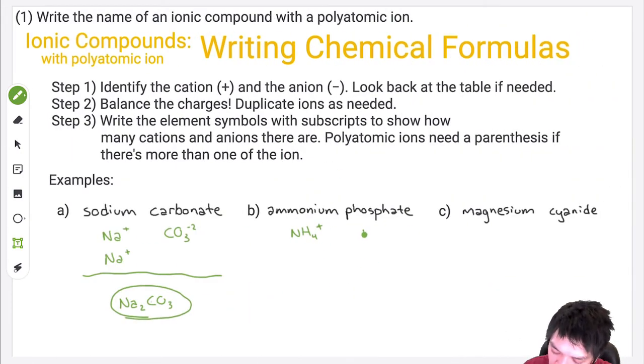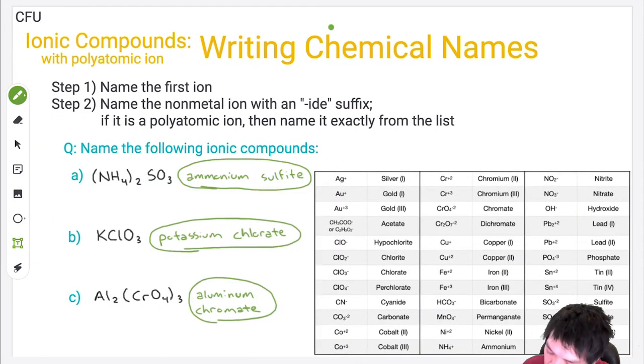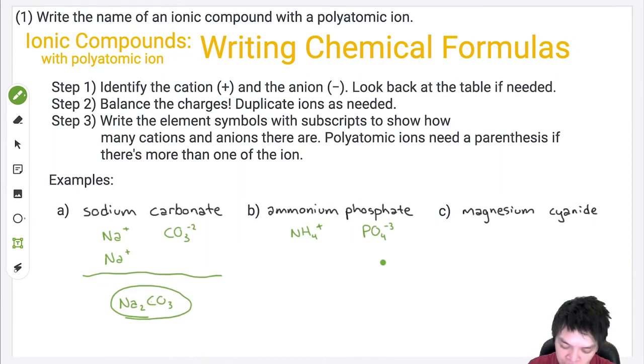Now phosphate is, I think it's PO4 negative 3. Let me just double check since I'm not certain. Phosphate is right here. PO4 negative 3. Okay, so PO4 has a negative 3 charge. There we go. So look at the charges.